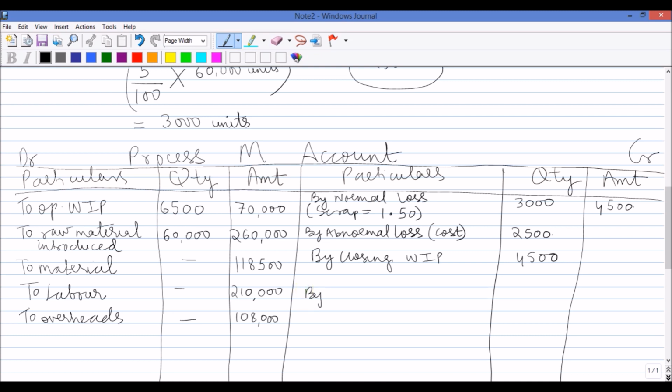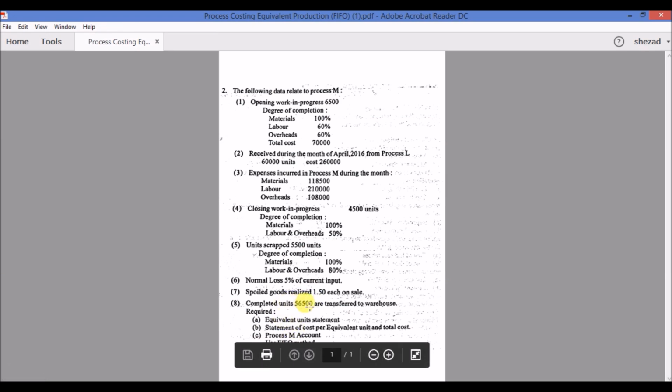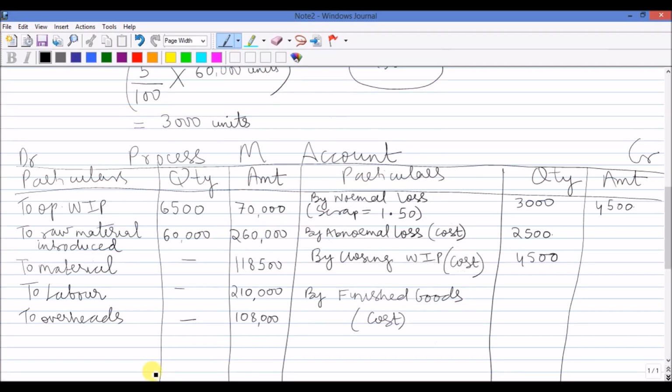So by finished goods, I'm writing in full, by finished goods. This is valued at cost. Work in progress is also valued at cost, and finished goods is how much? 56,500 is the actual output. So friends, I have done the process M account.